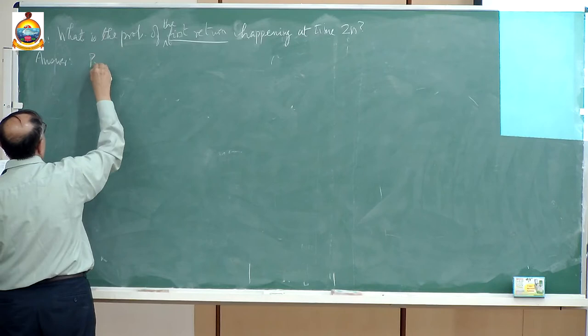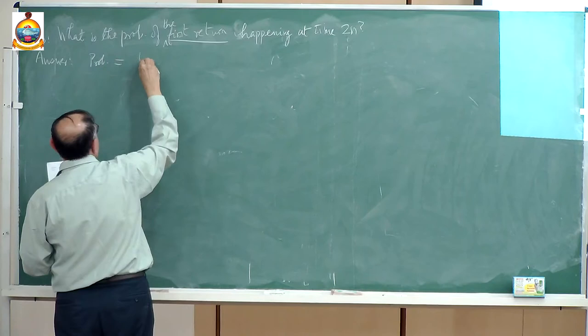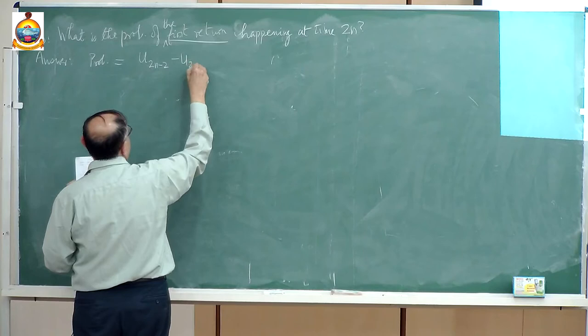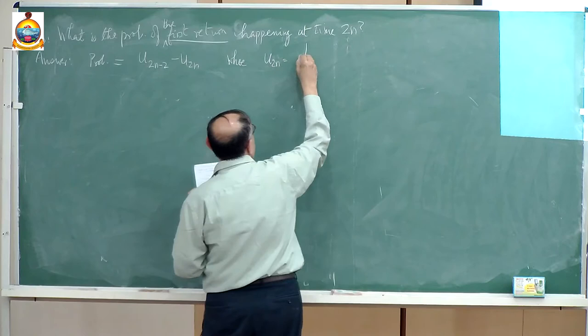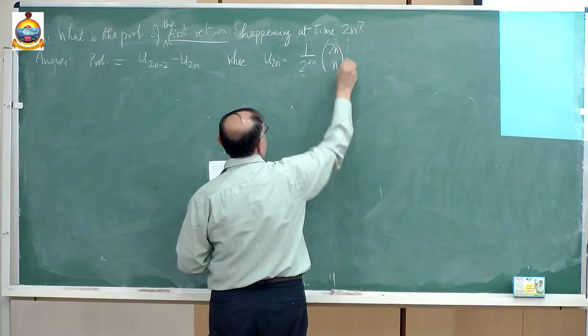This probability, I won't write it again, is given by u_{2n-2}. It's a remarkably simple formula, I think first derived by Feller: u_{2n-2}, where u_{2n} is 1 over 2 raised to 2n, 2n choose n. This is the answer.